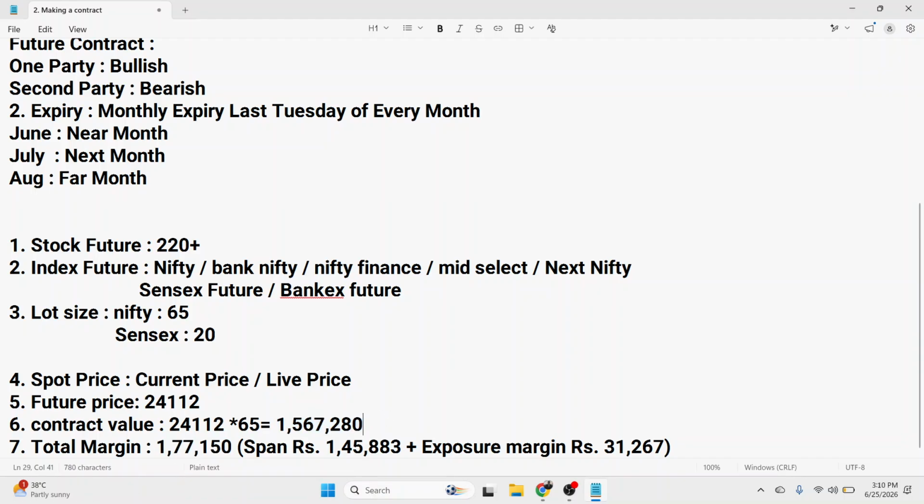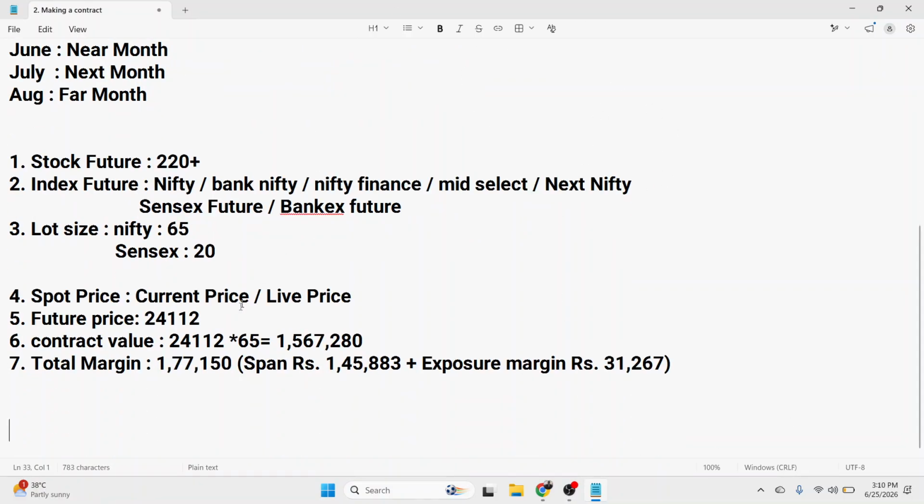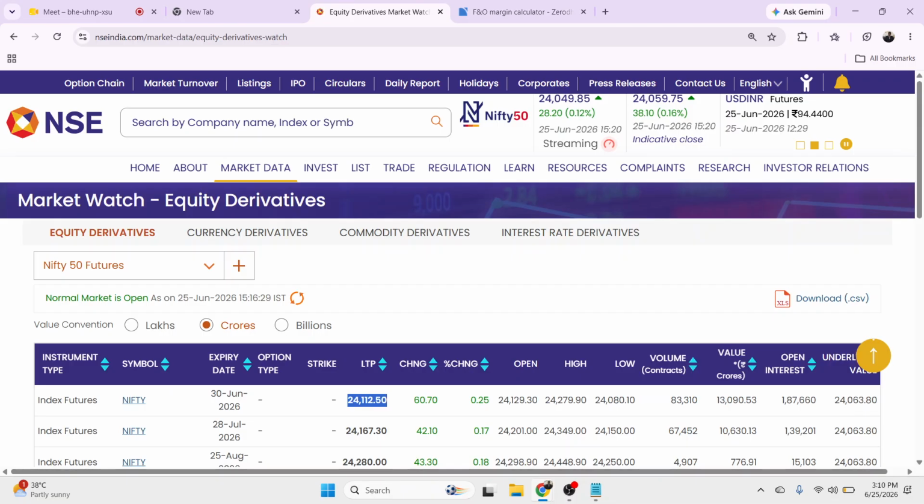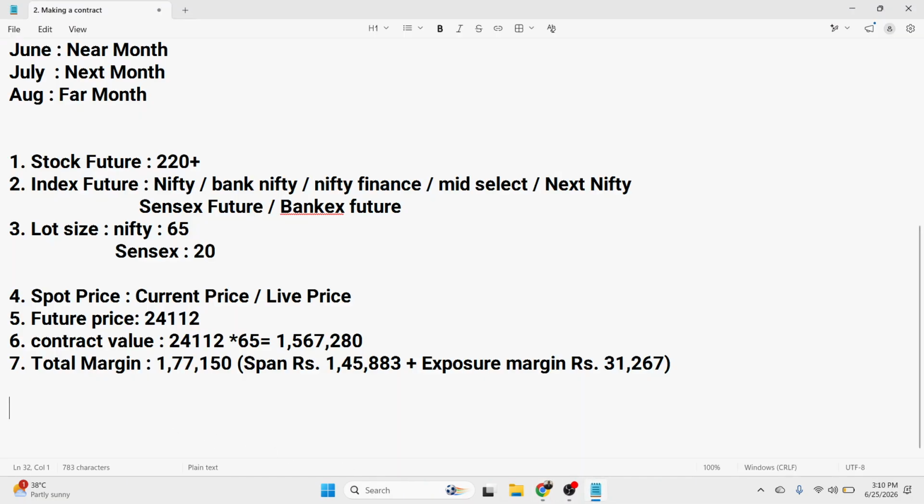So this is the initial amount you are paying at the time of making a contract, and the contract value is this. As I have told you, this is a contract between two parties. One party is buying and is bullish about the market, the second party is bearish about the market. If the price of the Nifty or underlying price is moving upward, for every single rupee increase in the spot market, the future price will also move accordingly. For example, if it increases by 50 points, to 24,152, the profit would be 65 multiplied by 50. 65 is the lot size. For every single rupee, you will earn 65 rupees.